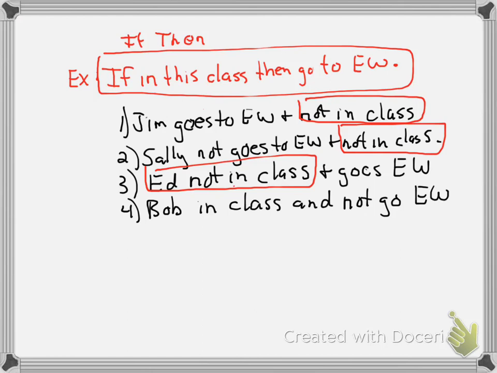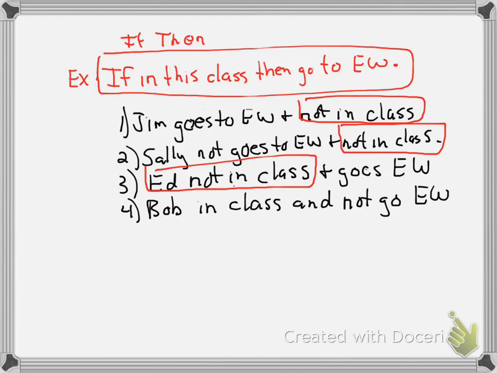Number 4, Bob is in the class. Now that matches the if part. And he does not go to Edgewood. This is the one right here. Number 4 is the one that's going to prove this. Number 4 is the one that's going to prove our statement to be false.